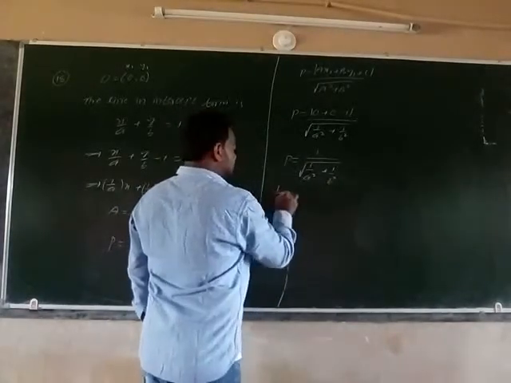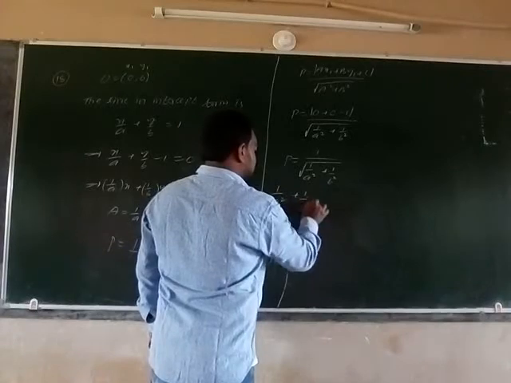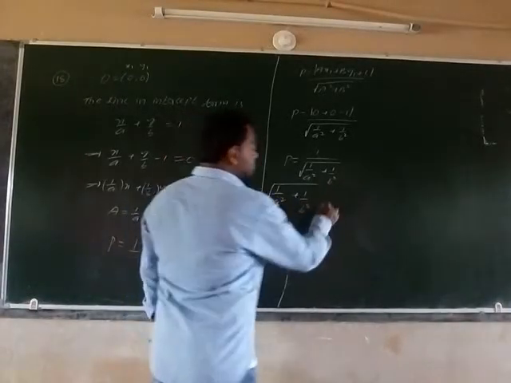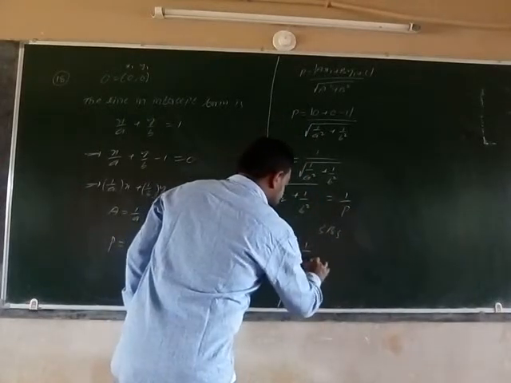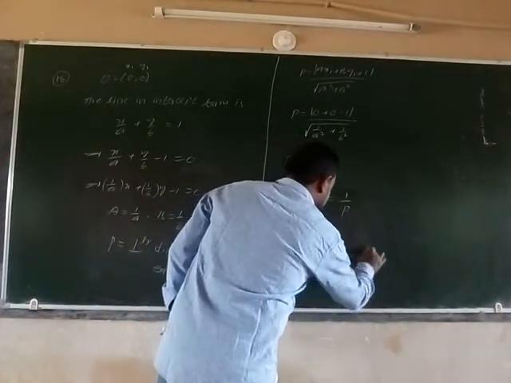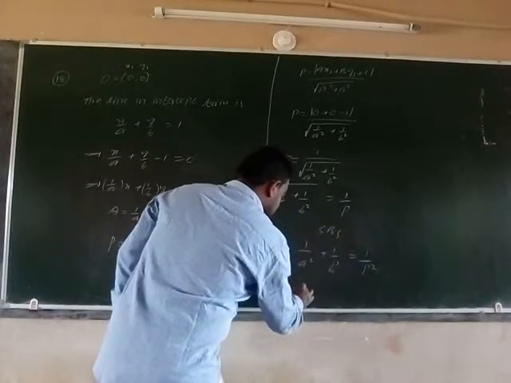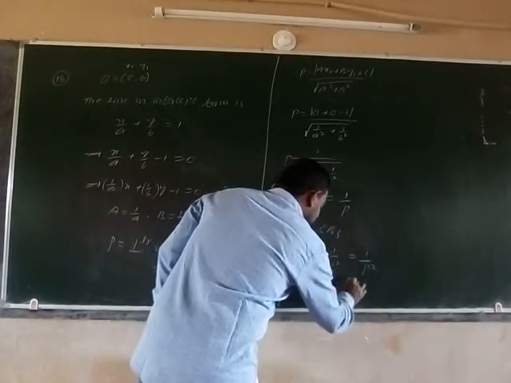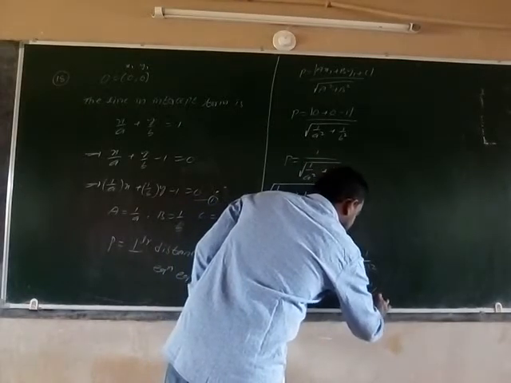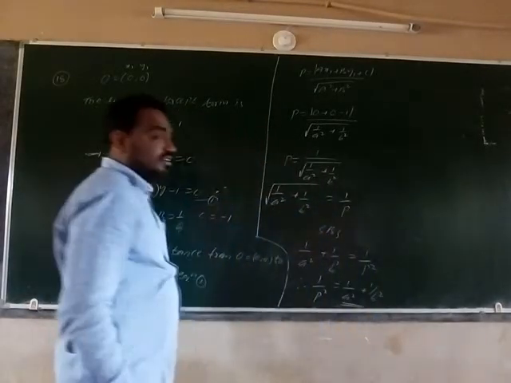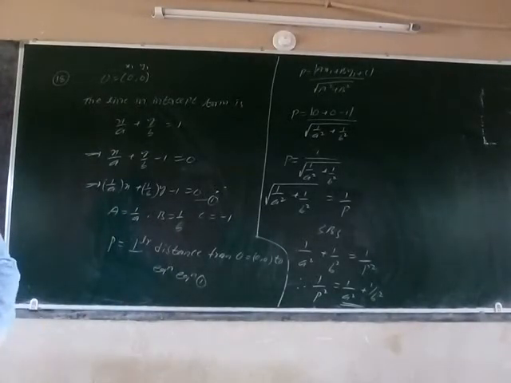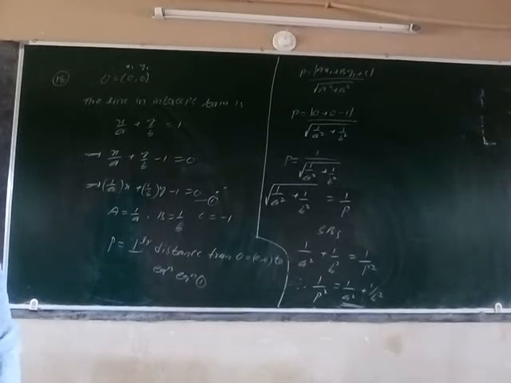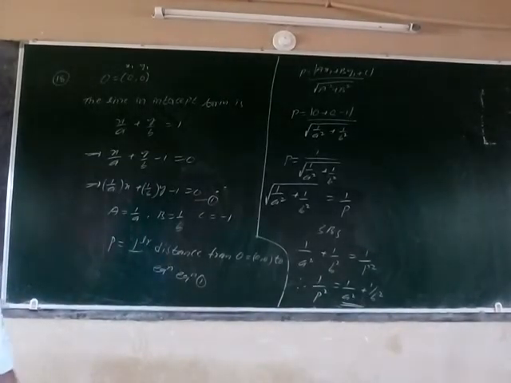Now square on both sides. On the left side the square root cancels, giving 1 by A square plus 1 by B square, and the right side is 1 by P square. Therefore, 1 by P square is equal to 1 by A square plus 1 by B square. This is the answer. This is also important for the board exam, and this formula is also important. Remember this as a formula. This is exercise 8.0.